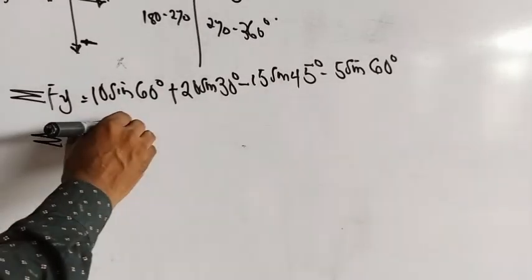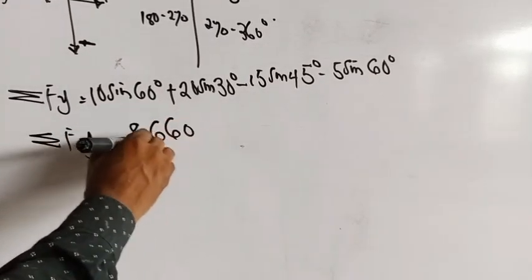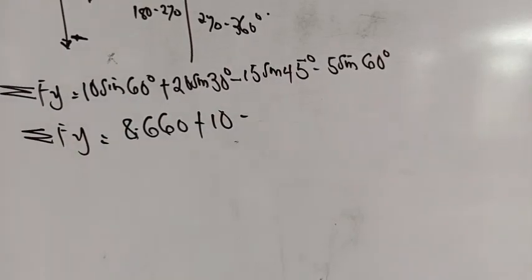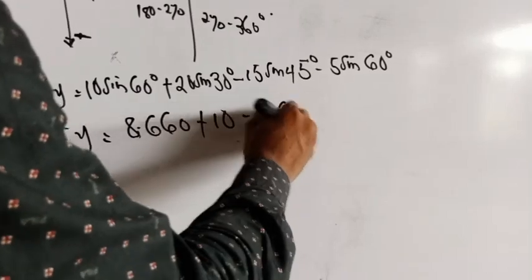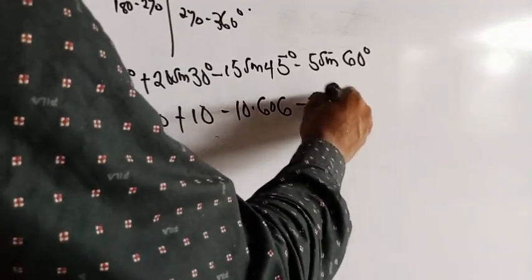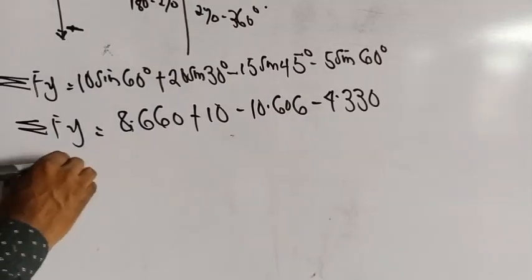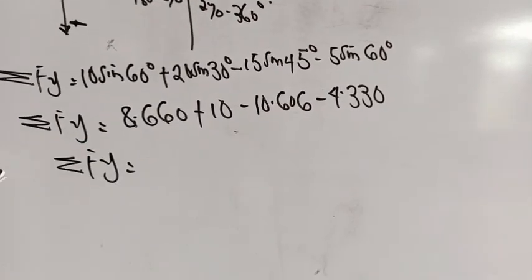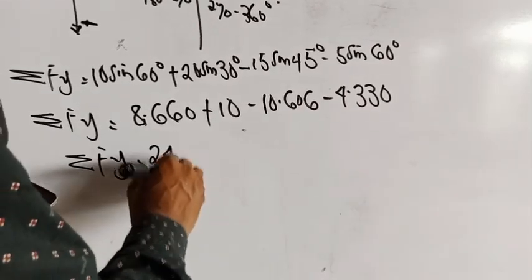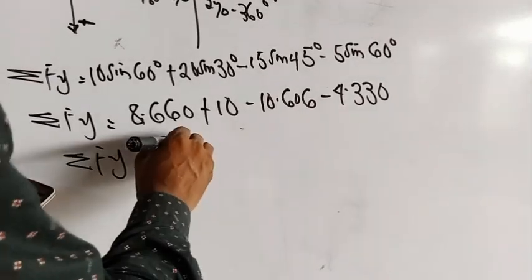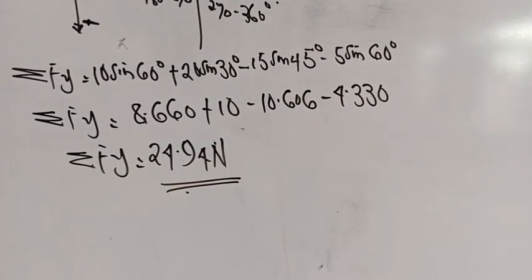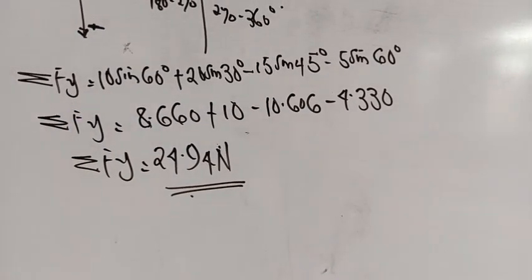So the calculator will do the remaining job. 10 sine 60 will give us 8.660. 20 sine 30 is 10. 15 sine 45 is 10.606. 5 sine 60 is 4.330. So if I add up, I will have 24.32.94 Newton.